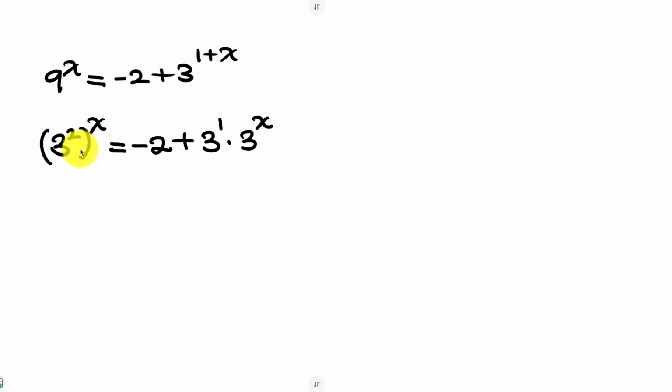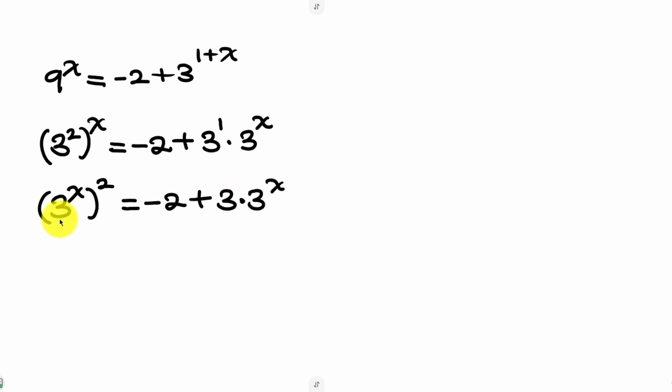Very good. Now there is something we can do here. Although we've applied this law of indices before, I want to show you something. Or don't worry, we can do it like this. Multiplication is commutative, which means we can switch their position and we're going to have the same result. So this will be 3 to the power of x, switching the positions, and this raised to the power of 2. Very good. This is equal to negative 2 plus 3 to the 1 is 3 times 3 to the x.